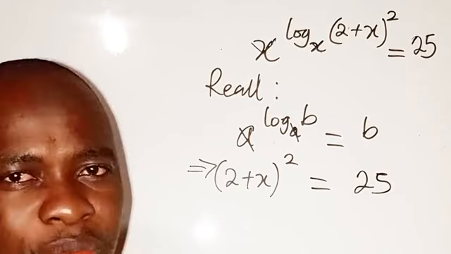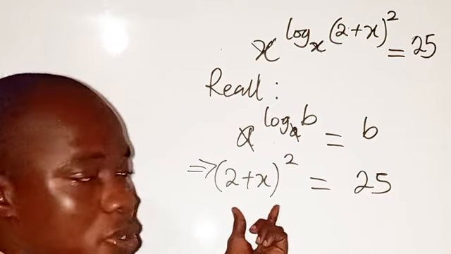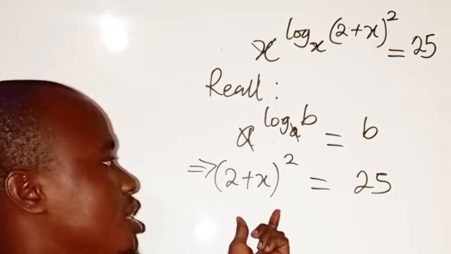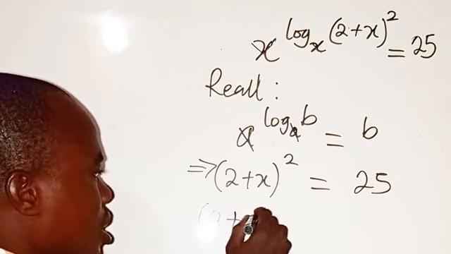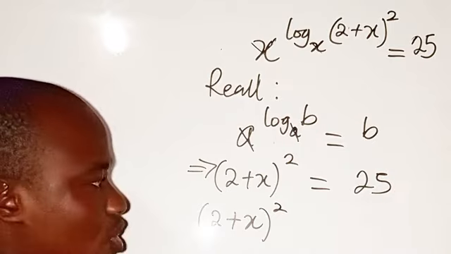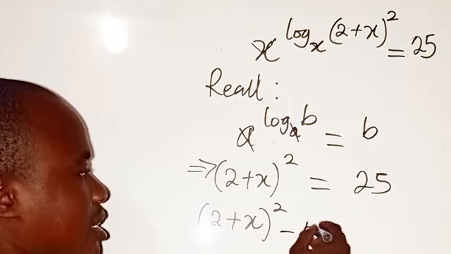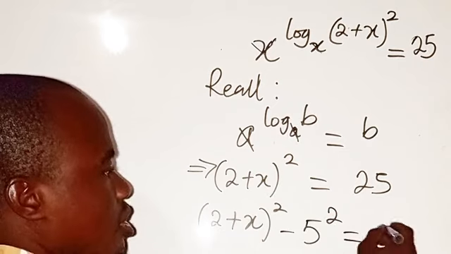Right? Now from here, the next thing we're going to do, I don't want to expand this, because of time or the stress. Then this is what I'm going to do. (2 plus x) all to the power of 2, I will transpose this 25 to the left hand side, and I can rewrite it as 5 to the power of 2. Then we're going to have 0.